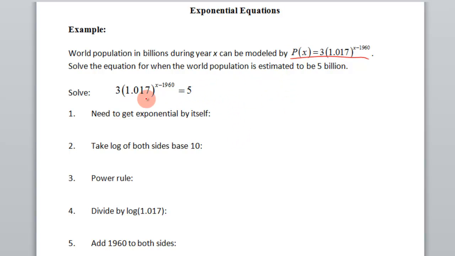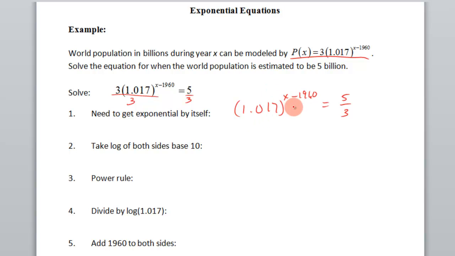Okay, so here's our equation. We need to find the year that makes this statement true. Well, we need to get the exponential by itself. So remember, the exponential is its base and the exponent. So this 3 here, we need to divide this 3 out. That gives me 1.017 raised to the x minus 1960 power equal to 5/3. Okay, that's step one. Always get the exponential by itself.